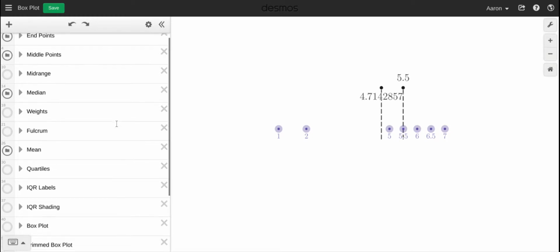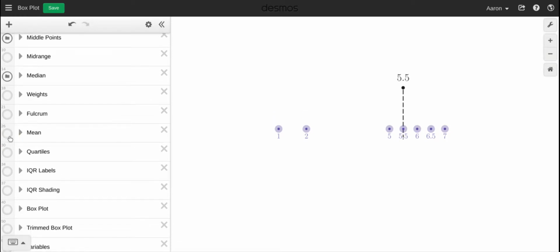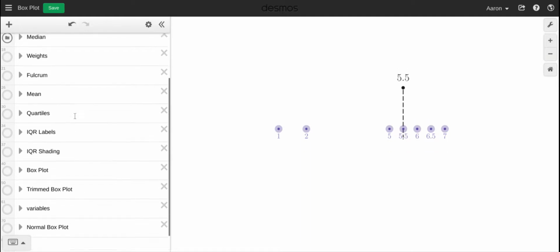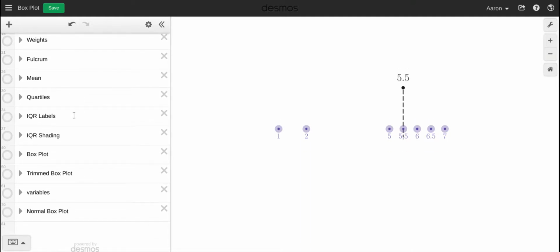So now let's start adding in a few things. I'm going to turn off the mean, and I'm going to focus on getting back to a box plot. Now with a box plot, what I'm really doing is dividing my data up into segments, or quartiles. I'm putting a quarter of the data into each segment. So that means I need to find the midpoint of the upper half and the midpoint of the lower half.